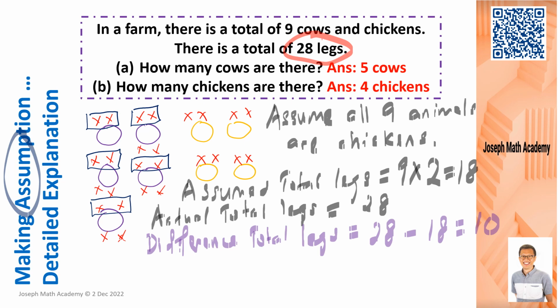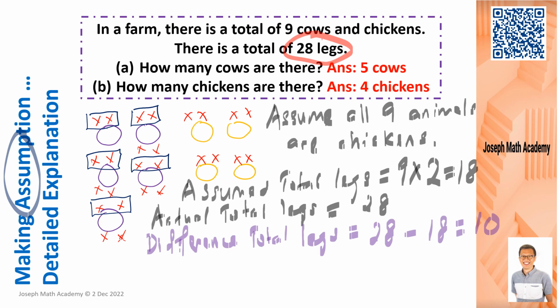So the 10 is a very important value because it helps us get closer to the answer for part A: how many cows are there? So the 10 legs must be from the cows. Now, I think you know that each cow hides 2 legs. So you already know that the answer should be 5 cows.